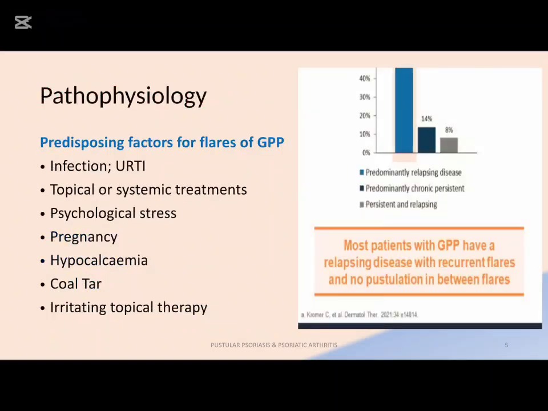Pathophysiology. First of all, predisposing factors for flares of generalized pustular psoriasis include infection, most likely upper respiratory tract infections, topical and systemic treatments, psychological stress, pregnancy, hypocalcemia, coal tar, and irritating topical therapy.